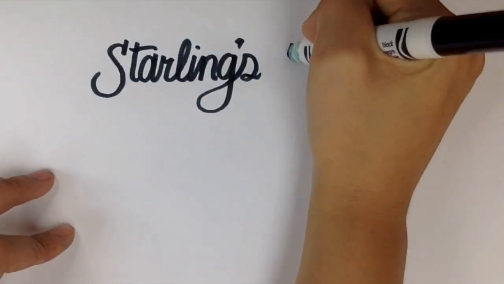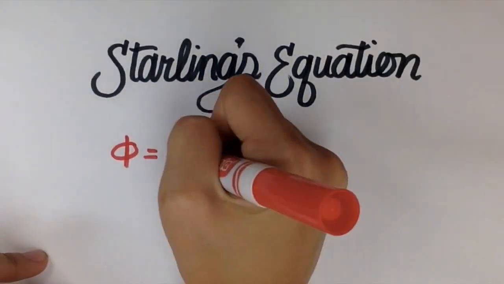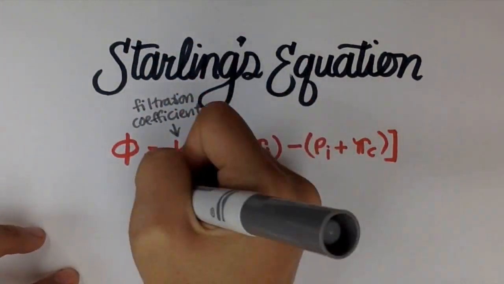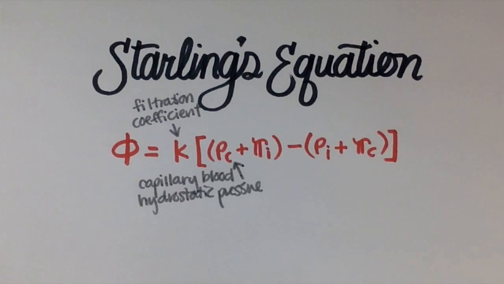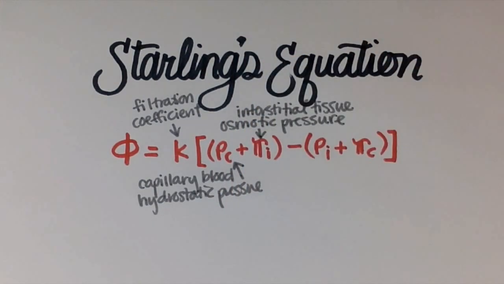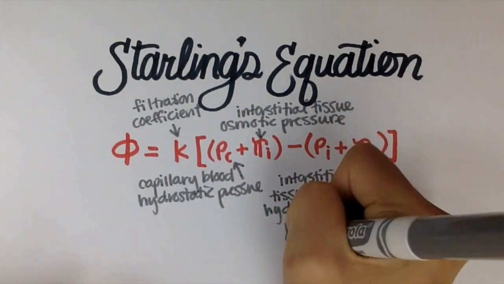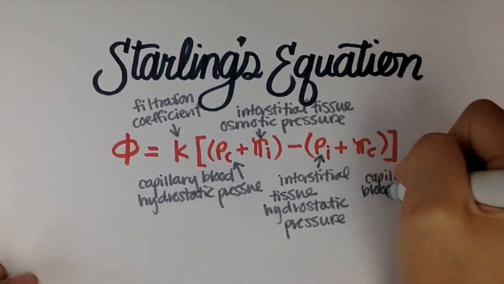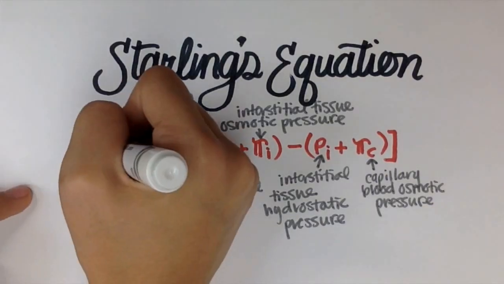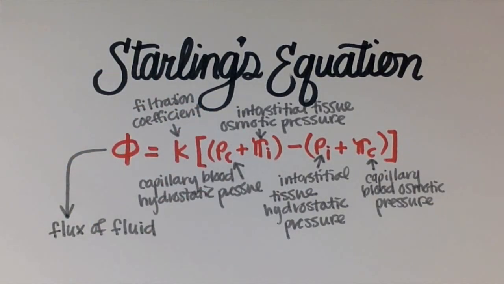Starling's equation describes the changes in weight due to fluid movement across the capillary walls. K is the filtration coefficient. Pc refers to the hydrostatic pressure in the capillary pushing fluid across the capillary wall, and pi i is the interstitial tissue osmotic pressure, which draws fluid into the tissue. Pi is the interstitial tissue hydrostatic pressure, and pi c is the osmotic pressure in the capillaries. These terms affect phi, the flux of water across the capillary wall.